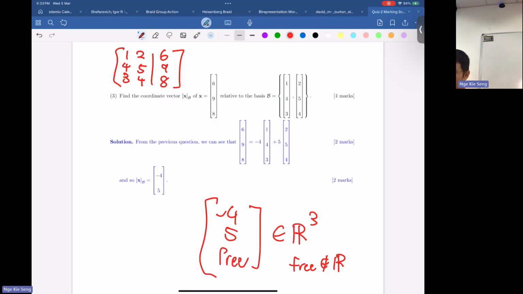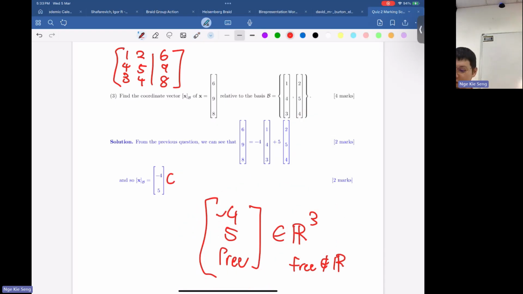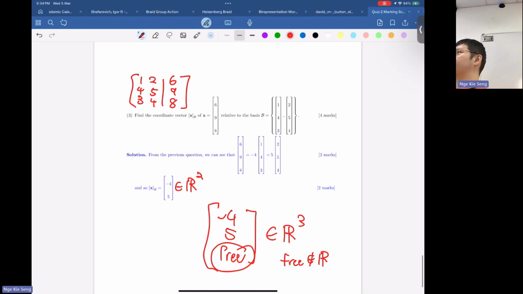So you should see that if you found the coordinate vector in R3, there's a problem, right? Because your basis only has 2 vectors. So this guy should live in R2 actually. You cannot live in different spaces. So it should be something wrong already. Some of you write -450 or something like that. Live in a different space. Any questions so far? Question you want to ask?